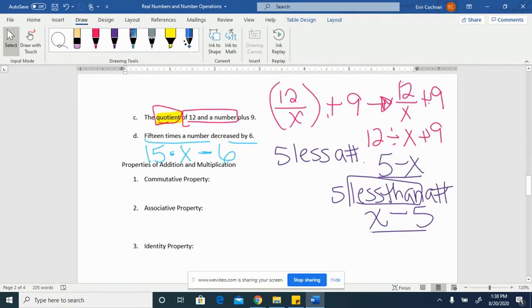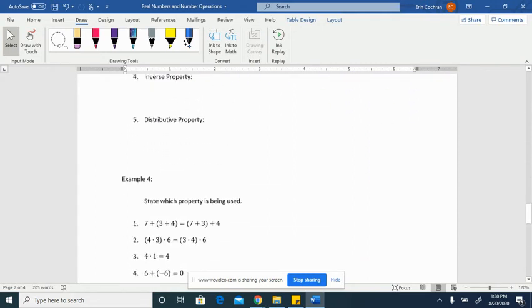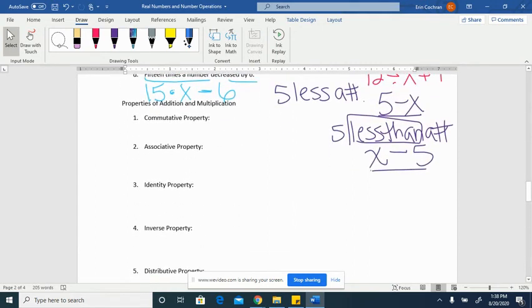Okay, so that's algebraic expressions, writing them from words. The last part is our properties. We have properties for both addition and multiplication. I didn't write them all individually for you, but we're going to write them all. The commutative property takes two numbers and says it doesn't matter the way you add them or multiply them, it's going to be the same.